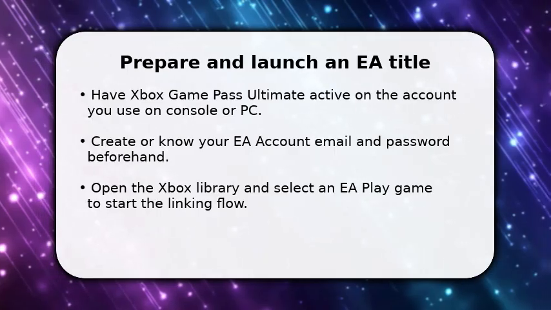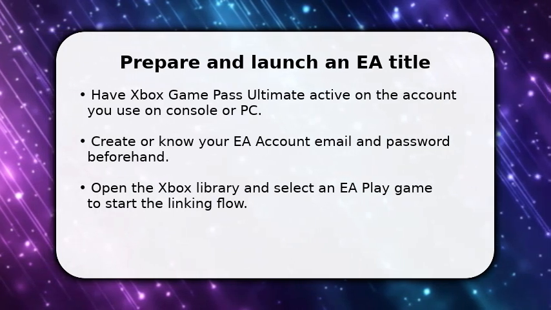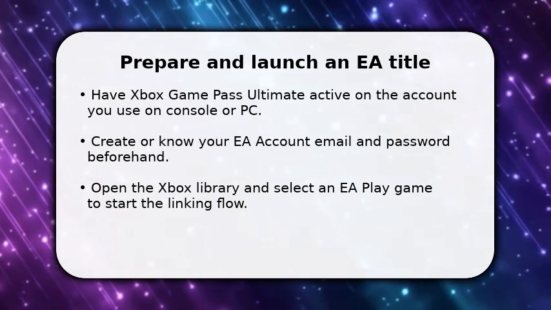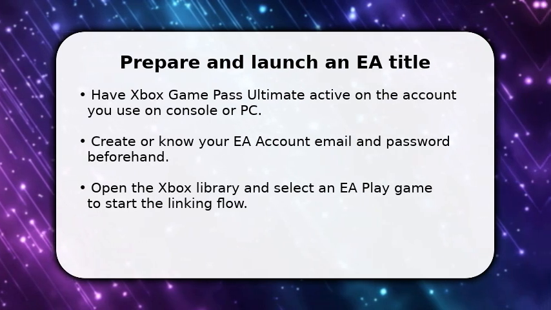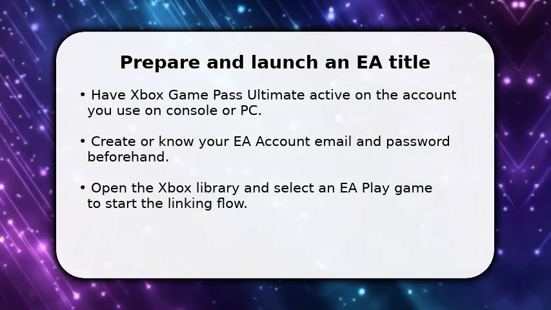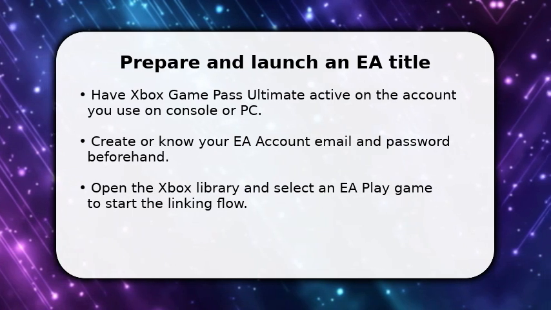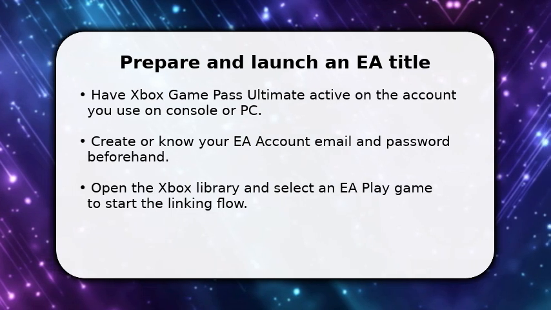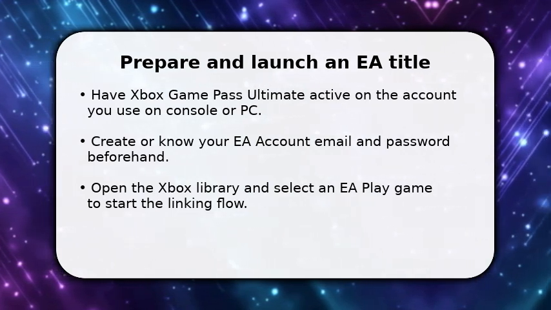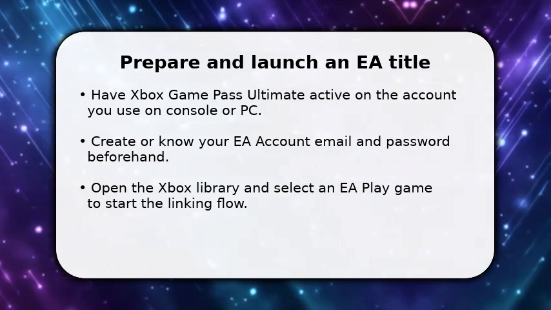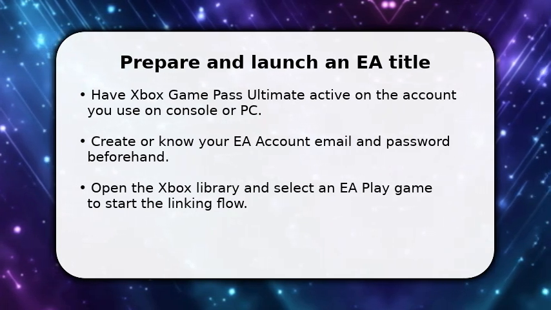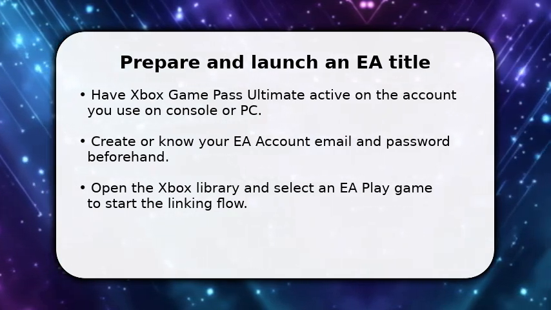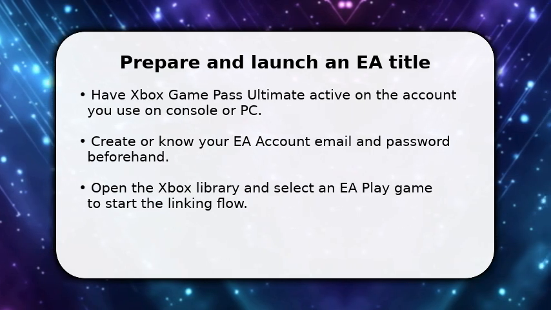You start now. Make sure you have Game Pass Ultimate and your EA account credentials ready. On console or PC, find an EA Play title inside Xbox Game Pass and launch it. Once the game attempts to run, Xbox will present the EA sign in or linking prompt. Do not back out. This initial launch is the trigger that begins the only supported linking flow, so proceed to sign in when prompted and prepare to connect the two accounts.